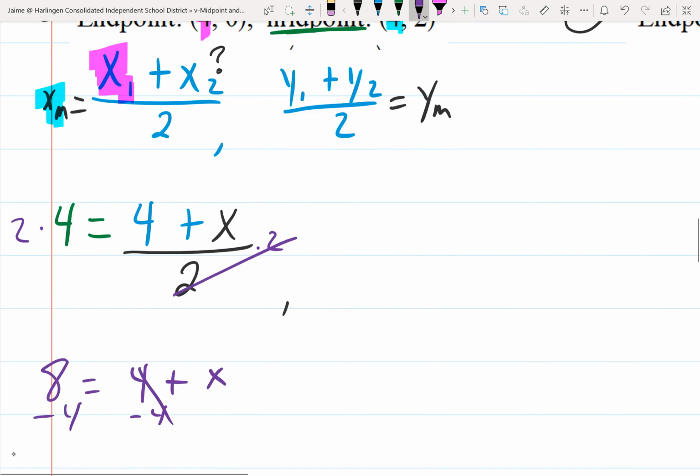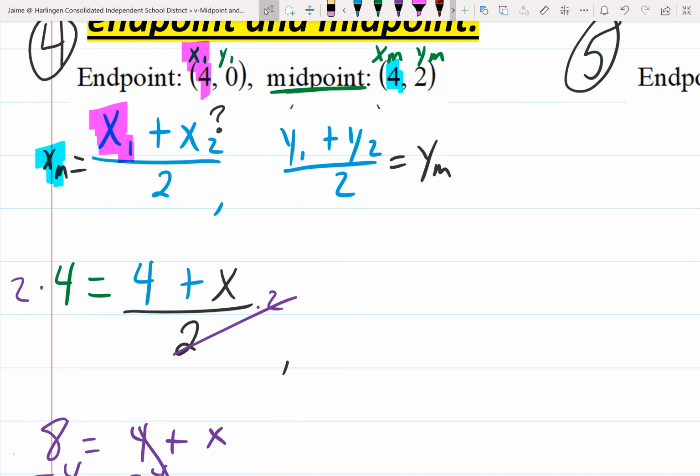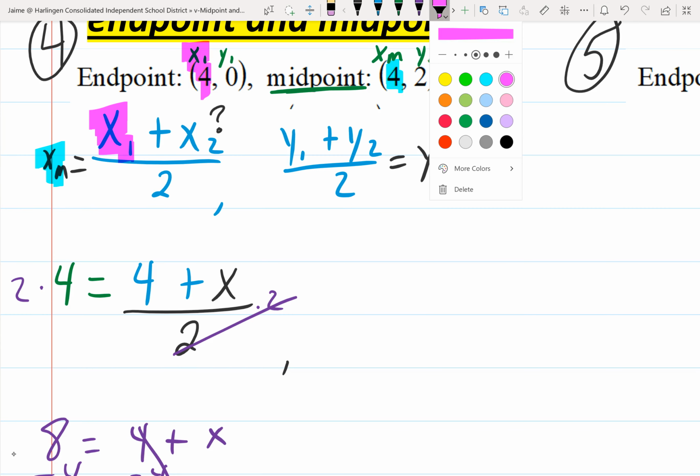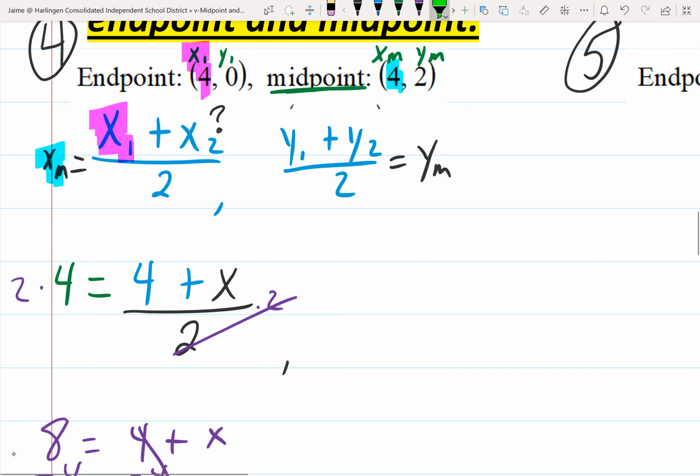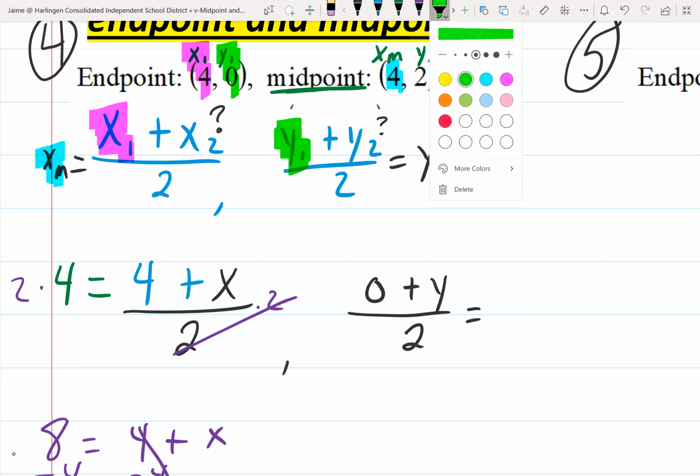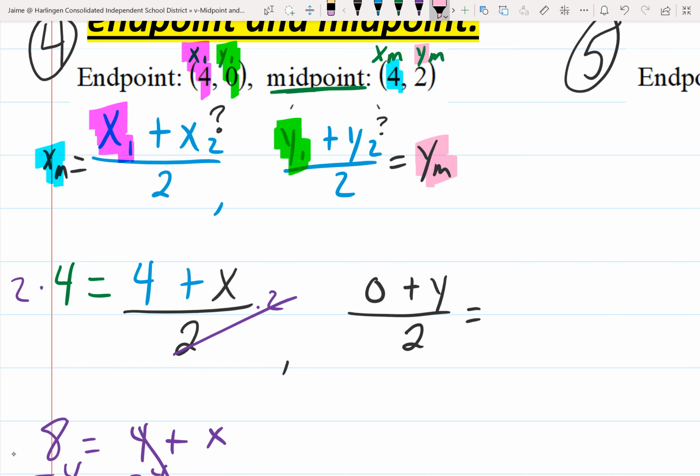Now we need to figure out what the y is over here. So y1 is right here. That's 0. So 0 plus y. I don't know what y2 is, so that's question mark. I can call it x or y. I want to call it y. Over 2 is equal to my ym. See ym? Well, here's my ym. It's 2. Put that exactly in the calculator and you get the answer.